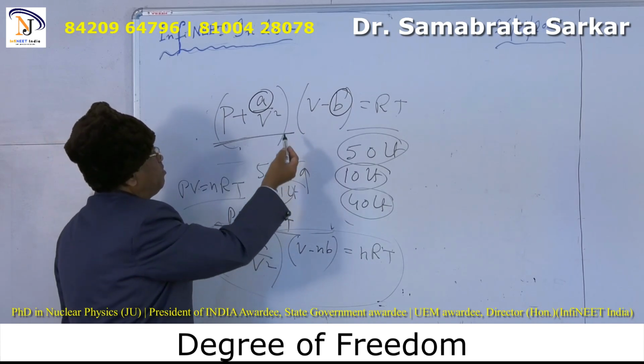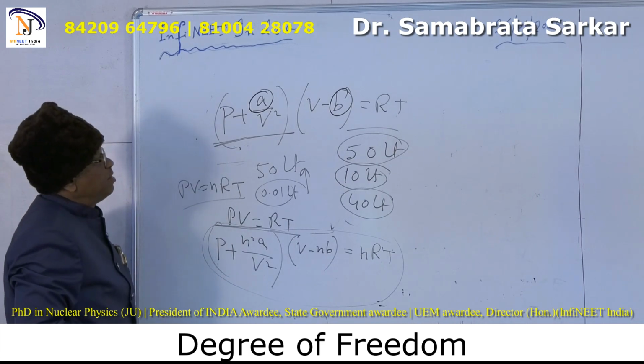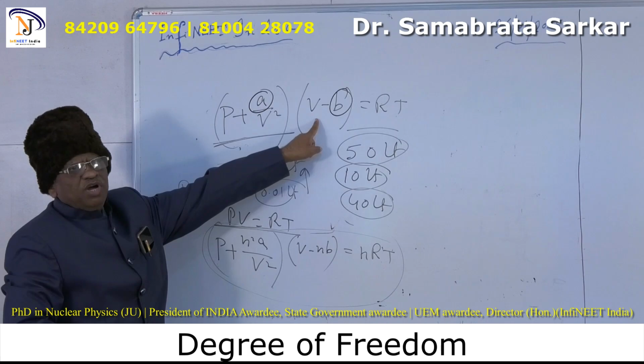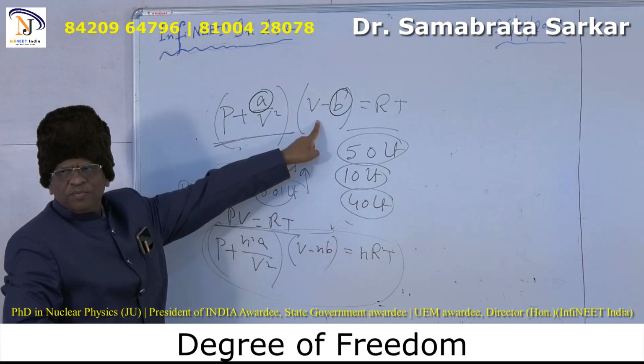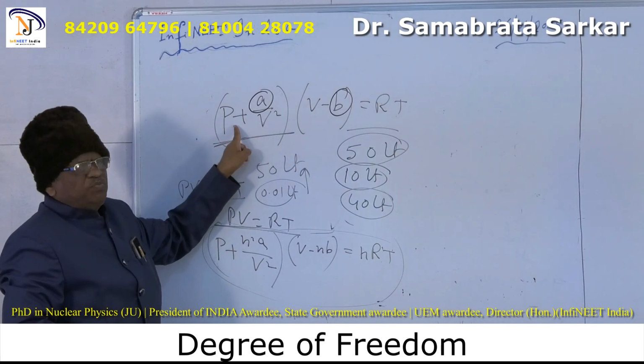I suppose you are able to calculate the dimension of A and B. How can you calculate A and B? B means volume, so the dimension of volume is L cube, and here A by B square equals P.